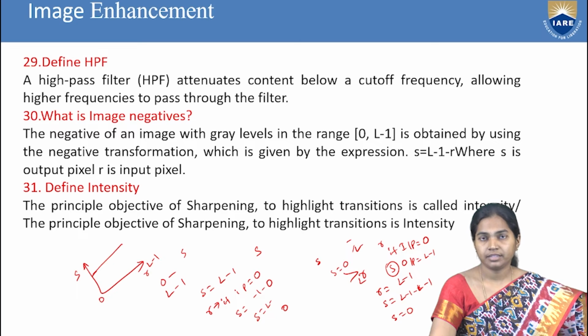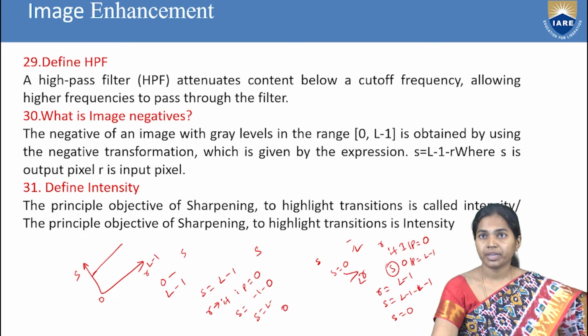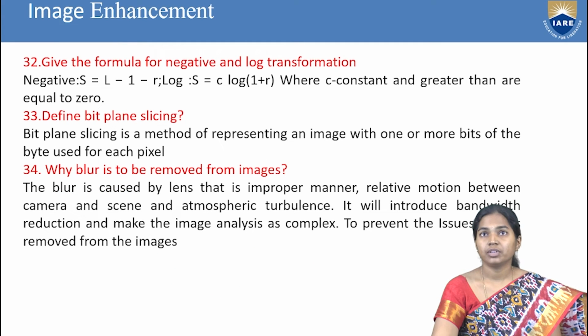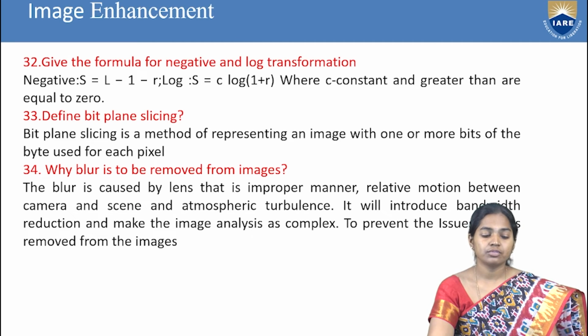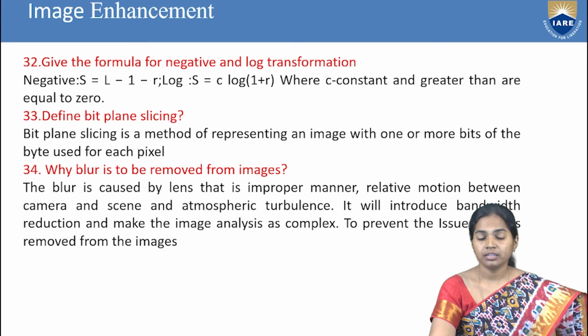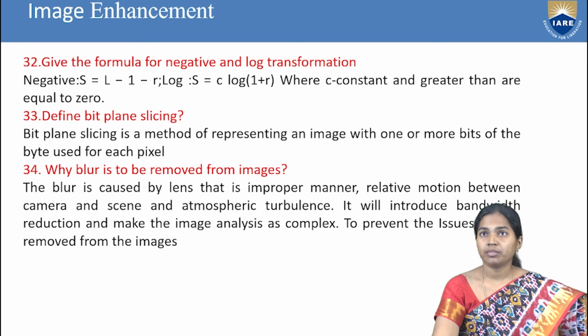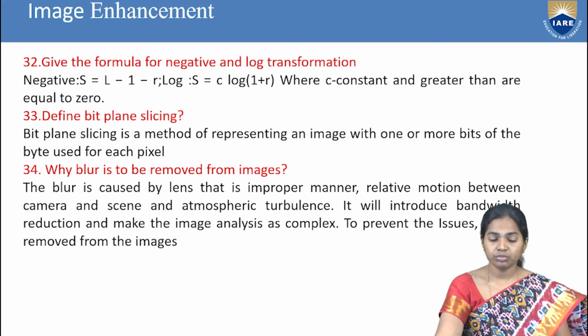Define intensity. The principal objective of sharpening is to highlight transition in intensity. So what is the formula for image negative and log transformation? For image negative, S equals L minus 1 minus R, and for log transformation, the function is S equals C log 1 plus R, where C is a constant greater than or equal to 0.